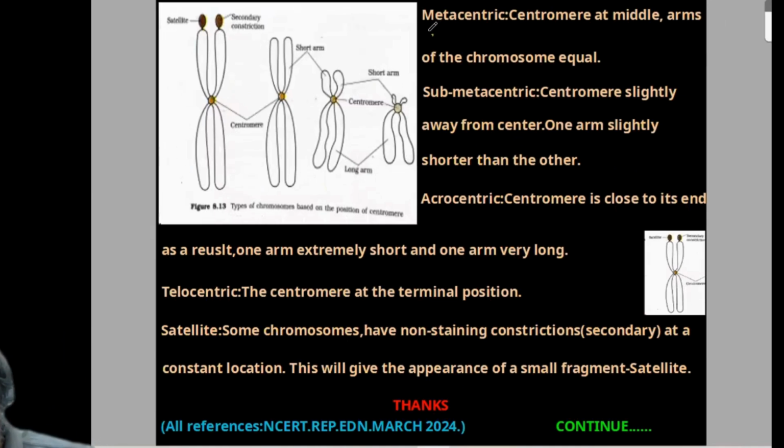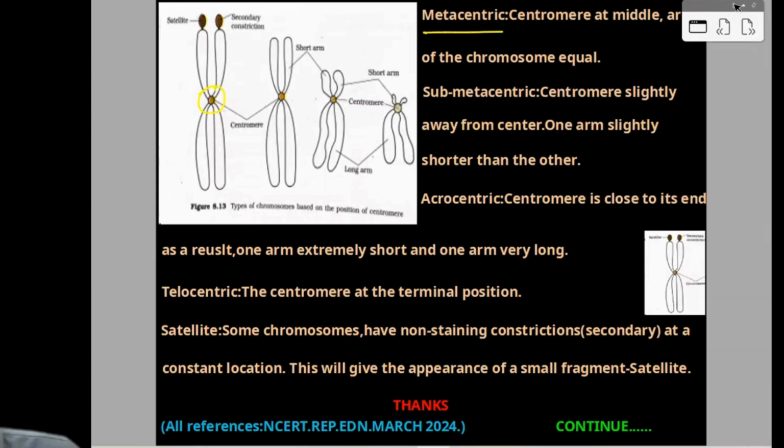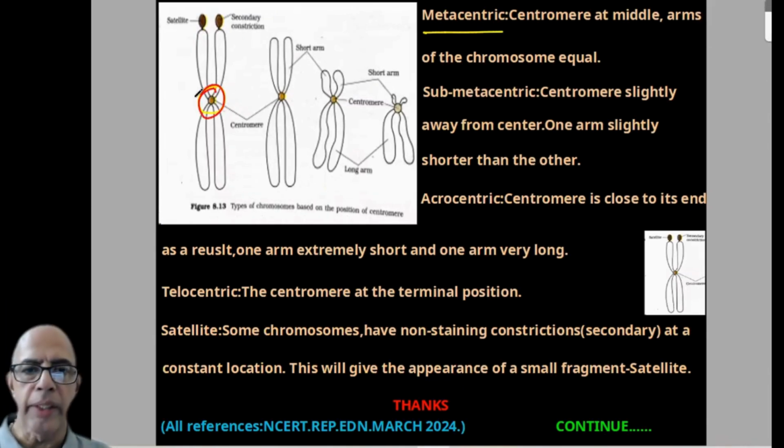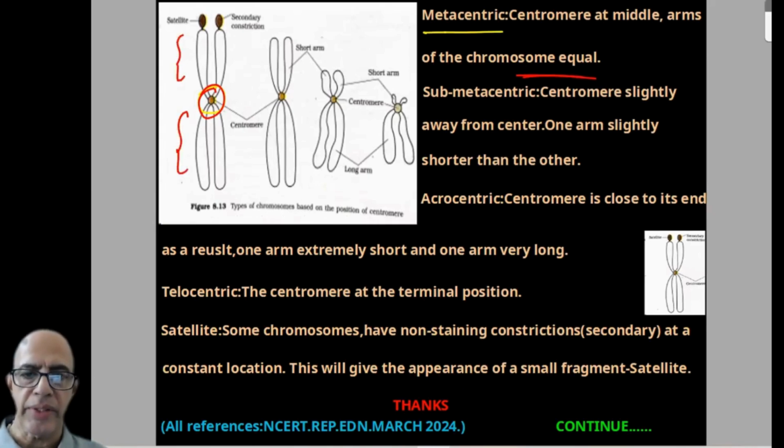That is 1, metacentric. What is meant by metacentric? The centromere will be at the middle. I'll change the color so we can observe it. So at the center, the arms of the chromosome will be equal, of equal length. That is metacentric. Next is submetacentric. The centromere is slightly away from the center. See here, this is the center. So automatically one arm will be shorter than the other.